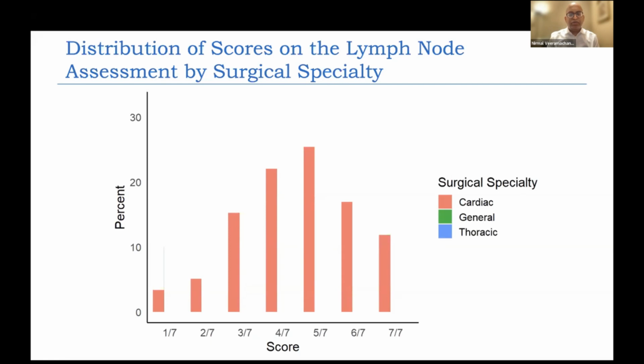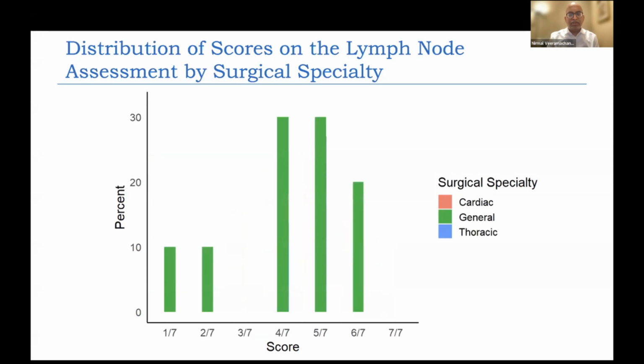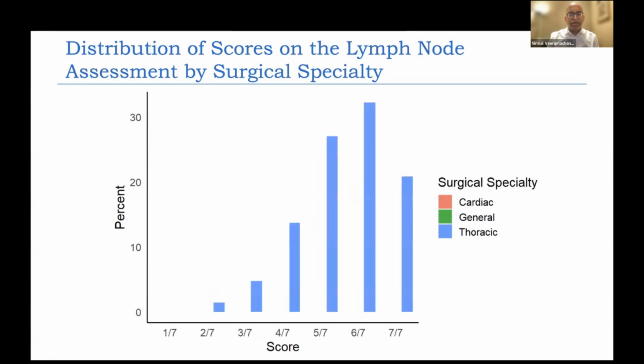very few of the respondents actually got all 7 questions correct. And here's just a distribution of the cardiac surgery respondents. General surgeons had a similar rate of response. And thoracic surgeons tended to fare a little bit better with more of a rightward skew. However, even general thoracic surgeons were far from getting 7 out of 7 of these questions correct. So what this tells us is that there are subtleties to identification, and additional work needs to be done from an educational perspective.